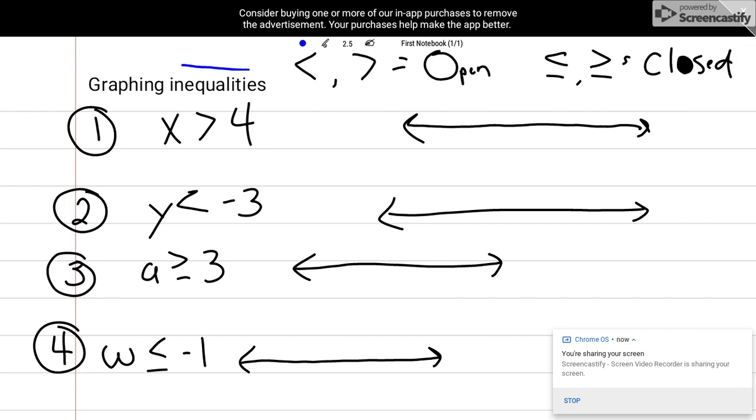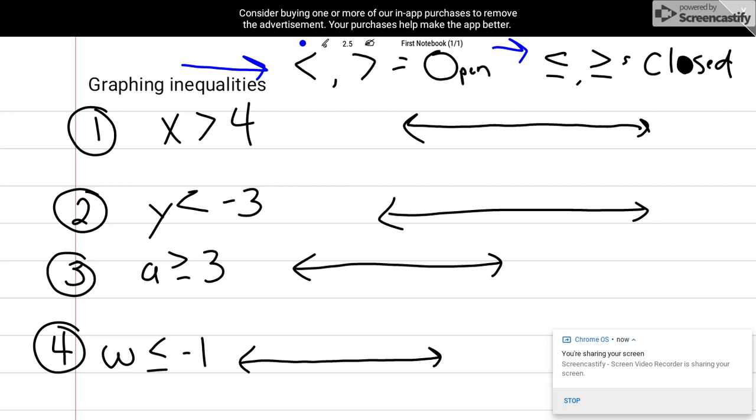If you look up top here, I have some helpful hints for us. If we have anything that is greater than or less than, the circle is going to be open. That's why I have it written that way, just to help me remind myself. And when we have equations that have this symbol, which is greater than or equal to, less than or equal to, the circle will be closed.